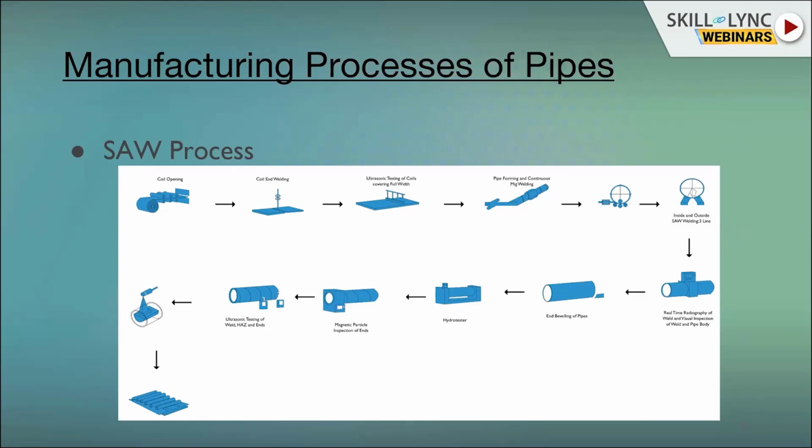After that, we will go into the real-time radiography. Real-time radiography in the sense, your pipe will be rolled in the form of a spiral only. The pipe will be rolled onto the rollers, and radiography will be done on the weld for visual inspection of the weld and the pipe body. Because if during welding different kinds of discontinuities are observed, that will be covered in the welding discontinuity part.